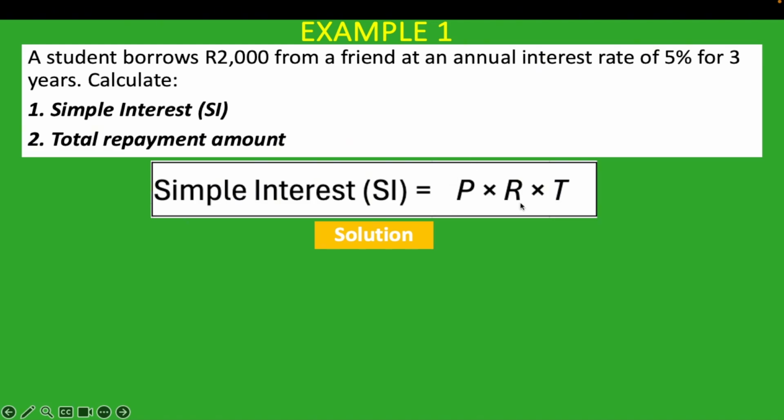And then we multiply that by the rate. What is our rate of interest? Well, that's usually the percentage that we're given. And we're told that the annual interest rate is 5%. And so it's going to be 5% here, or if you want to put it in decimals, 0.05.